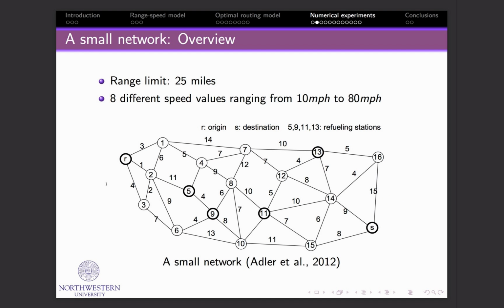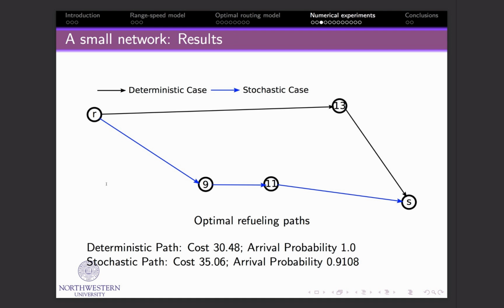And in the stochastic case, we can see the cost is higher because of the 1 extra refueling, and the probability is below 1, but is above our probability threshold. So from this example, we can see the importance of considering the uncertainty in the road network.